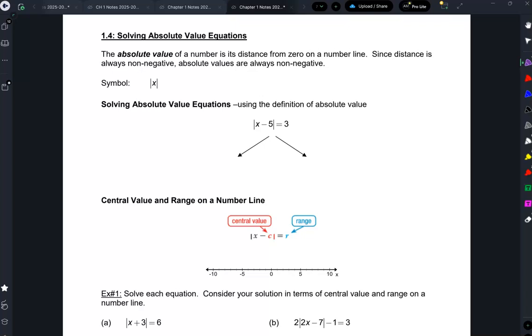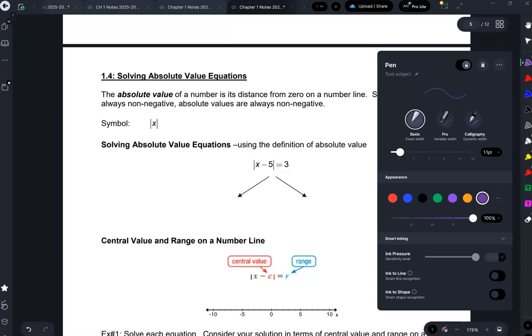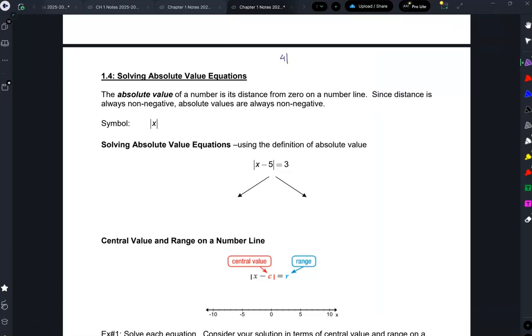In 1.4, we're going to solve absolute value equations, right? So now, let's talk about what absolute value is. If I see something like this, absolute value of 4, what that means is someone is asking, how far away is this number from 0 on a number line, right? So if I go on a number line, that number is 4 units away from 0. That's why this is 4.